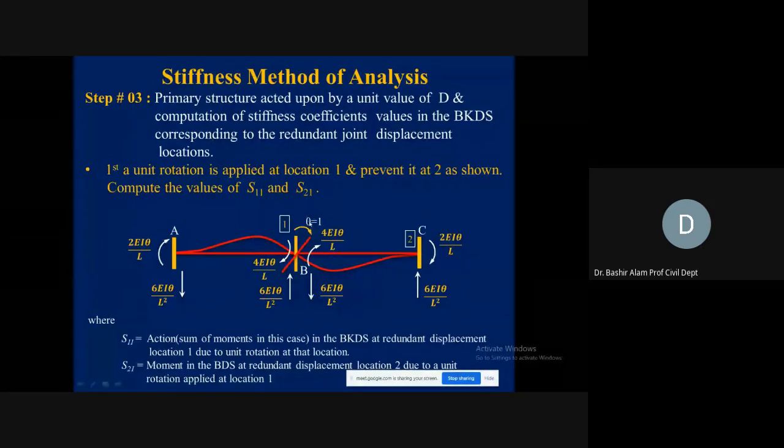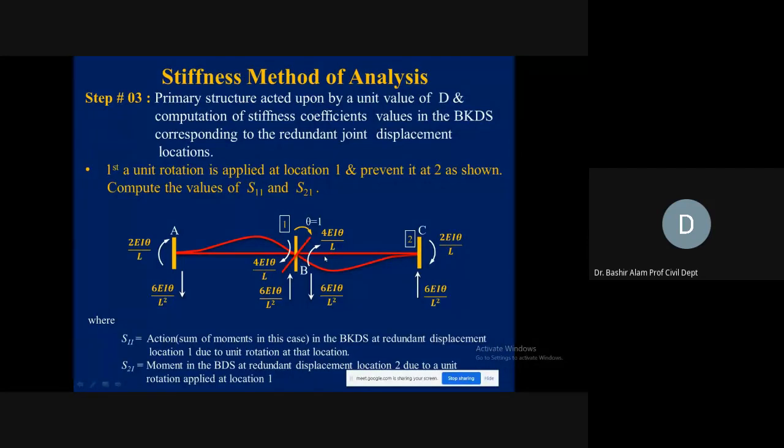So corresponding to the rotation, we have corresponding action moments. Which moments are now corresponding? This 4EI over L and this 4EI over L. Both are in the clockwise direction, so we will be adding them up algebraically. So your S11 value will become equal to 4 plus 4 EI theta divided by L. So this will be 8 EI theta divided by L.